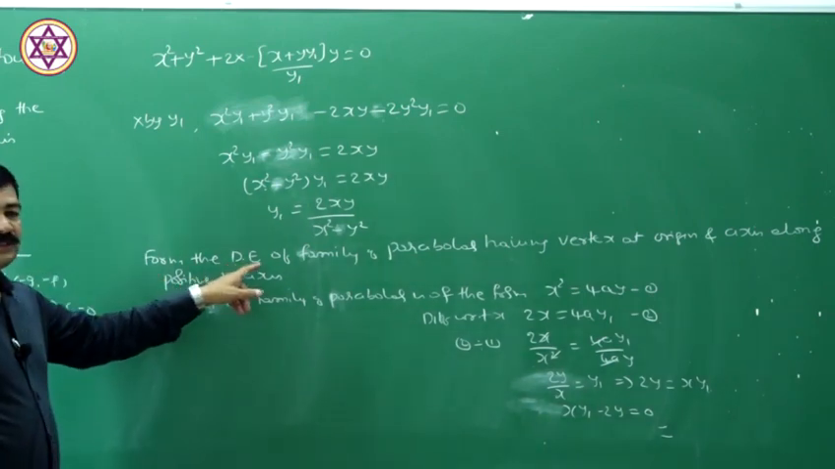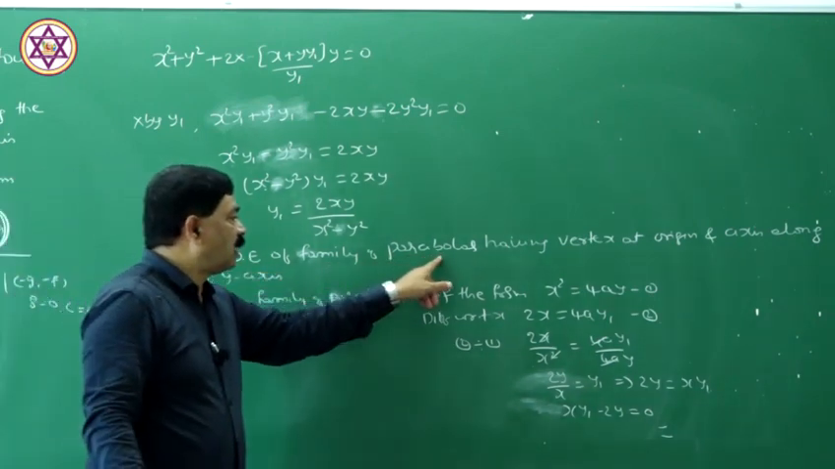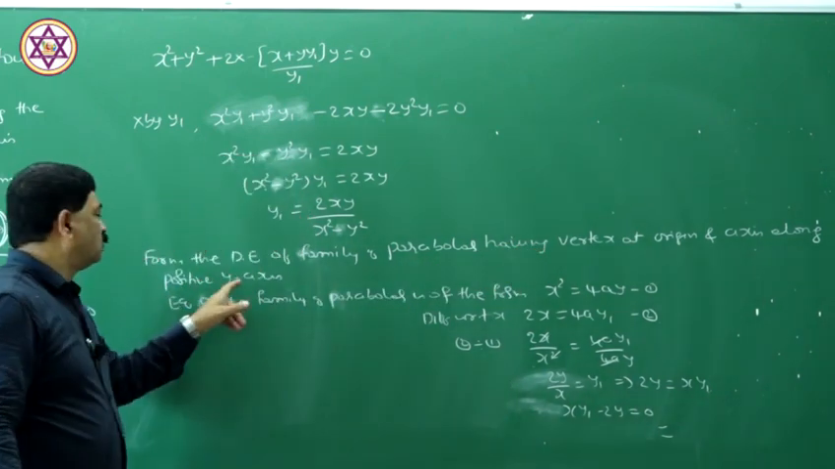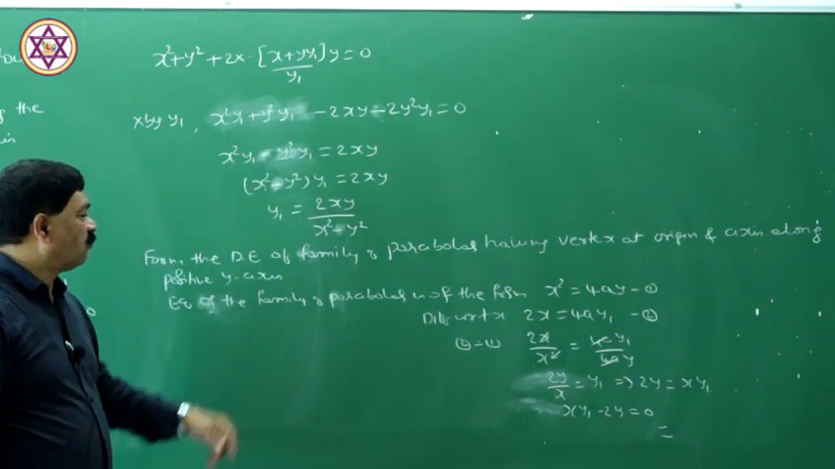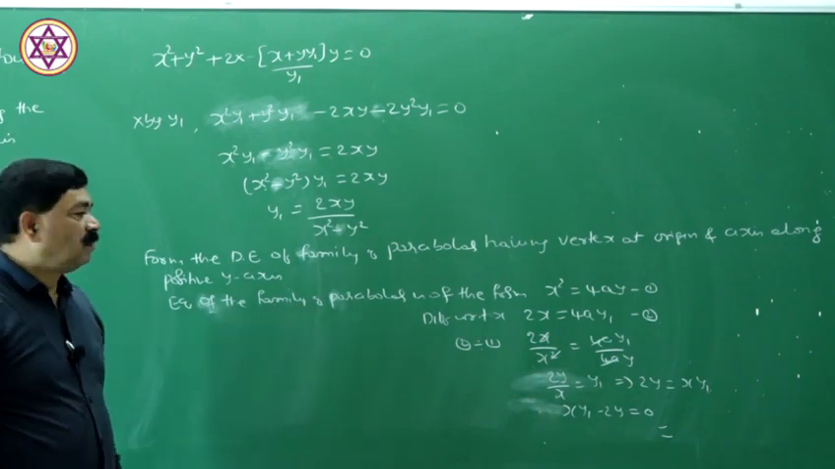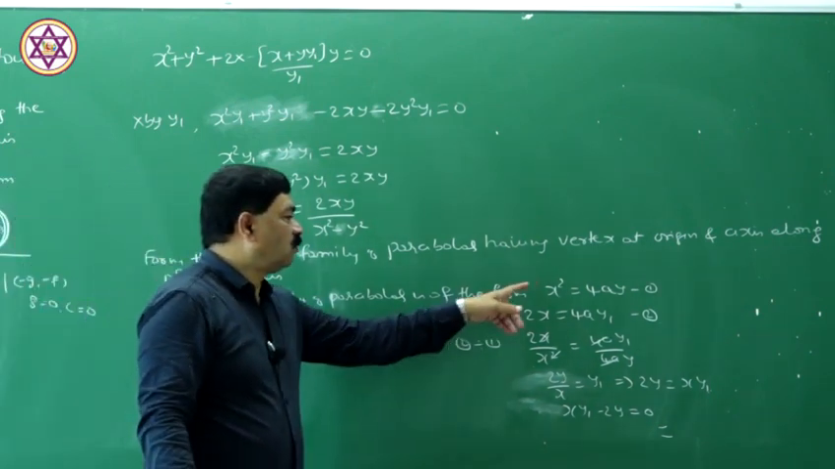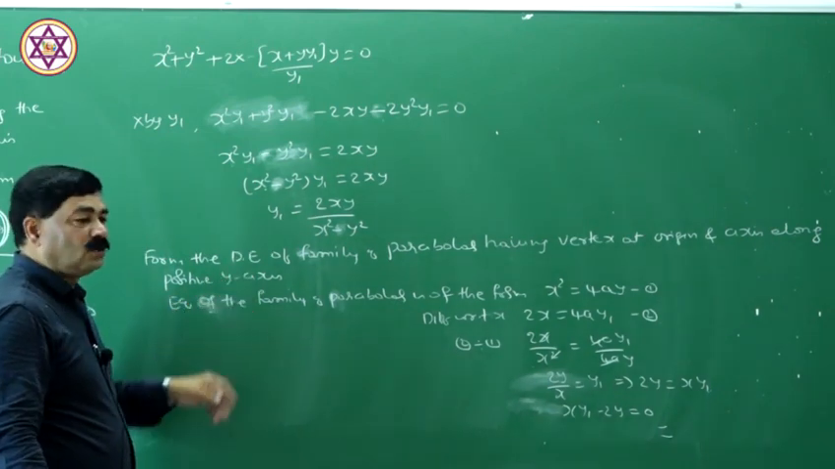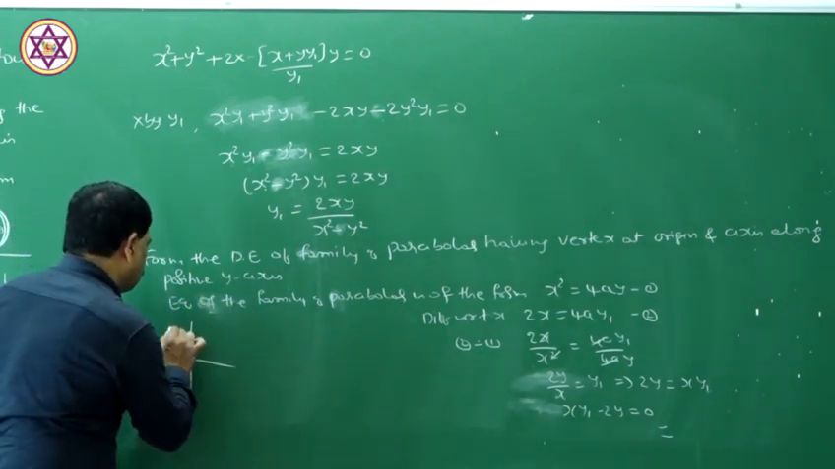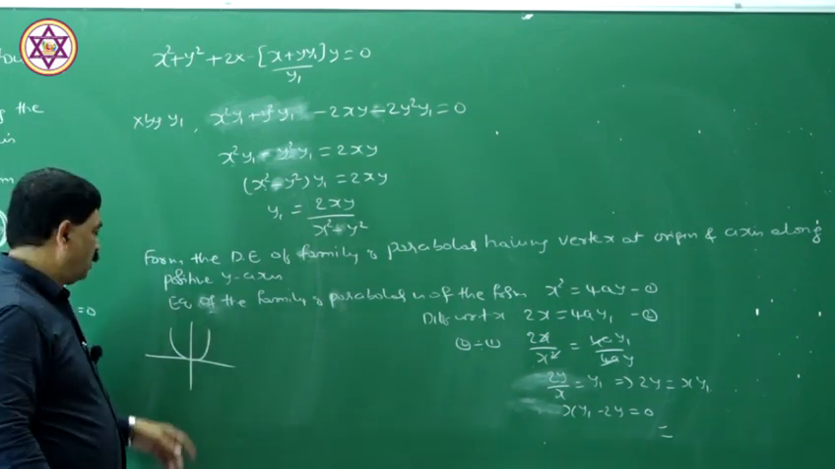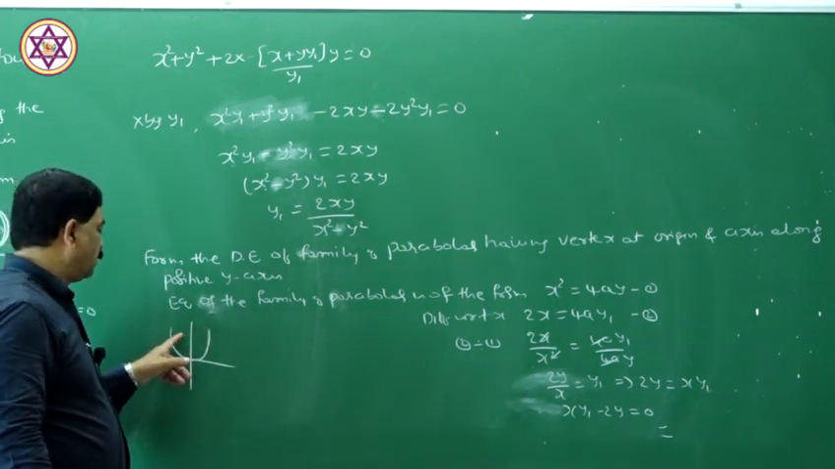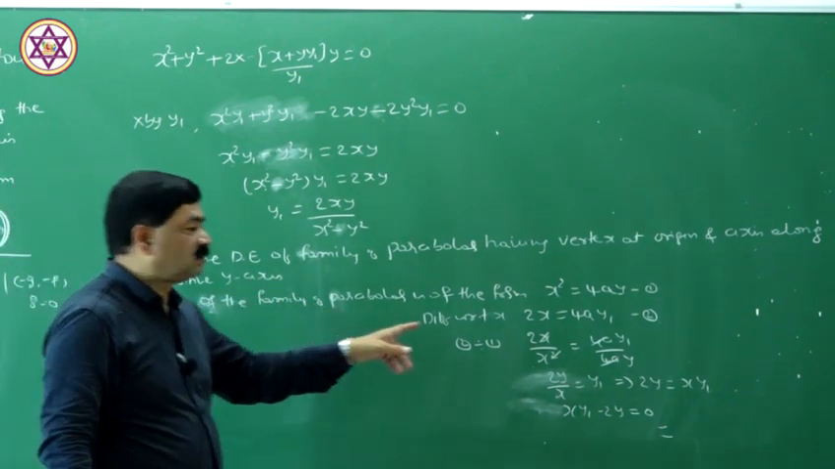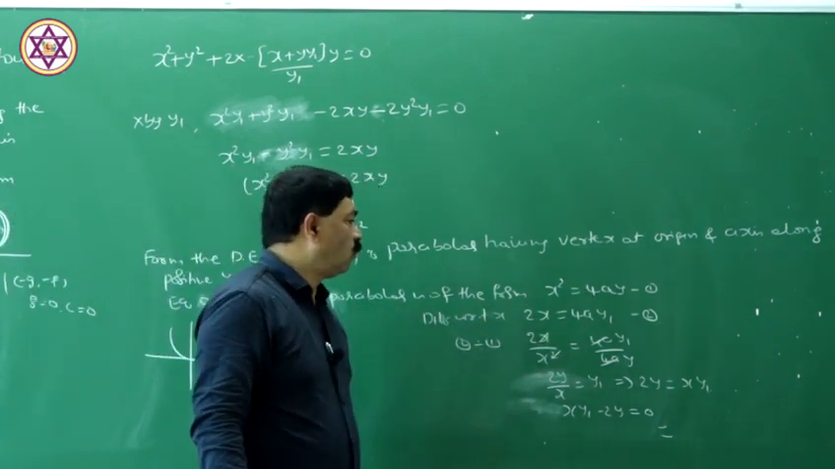Form the differential equation of family of parabolas having vertex at origin and axis along positive y-axis. Equation of family of parabolas is of the form x squared is equal to 4ay, because axis along positive y-axis. Positive y-axis means we get like this one. Here if the axis lies on y-axis, so equation of the parabola is of the form x squared is equal to 4ay.